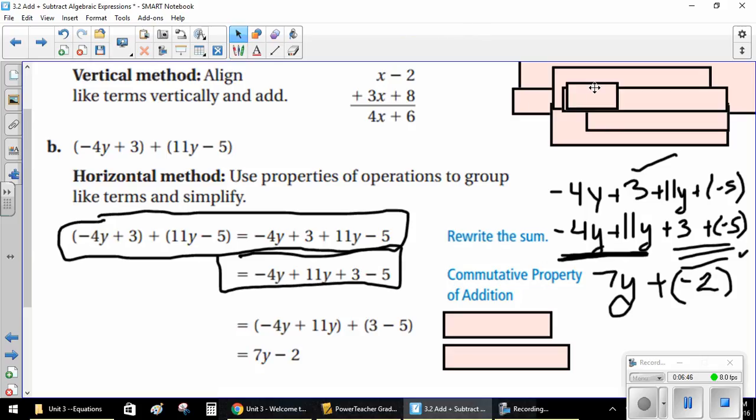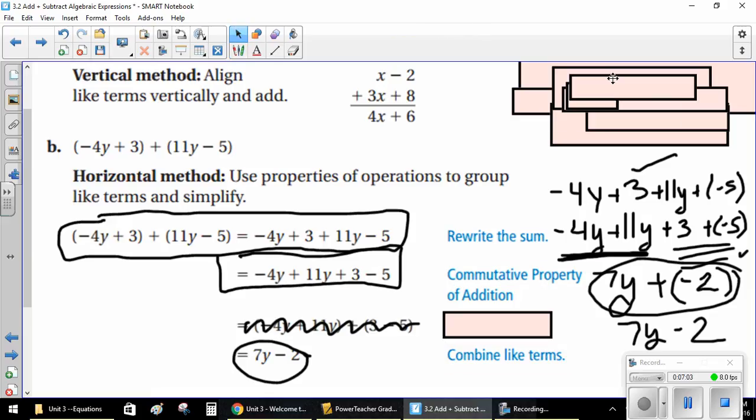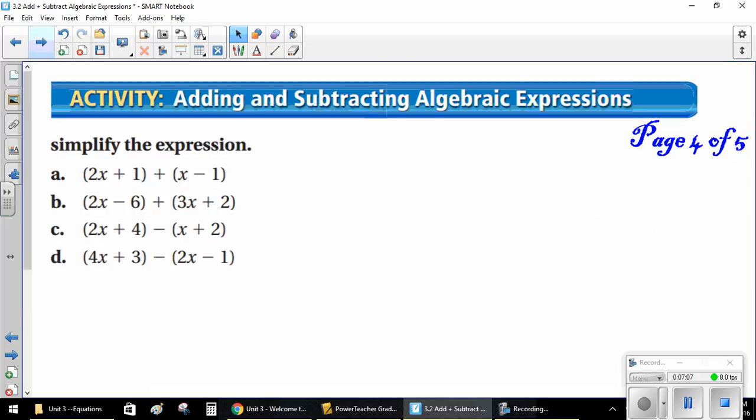Now 5 plus negative 2 is just the same as 7y minus 2. So it's exactly the same. So I will take this answer or this answer. This step here, don't even bother with that. Okay, let's do a few more examples.